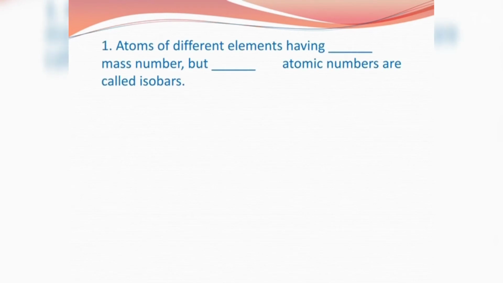Next, fill in the blanks. First one: atoms of different elements having dash mass number but dash atomic numbers are called isobars. Isobars means atoms of different elements having the same mass number but different atomic numbers. So first dash is same, second dash is different.